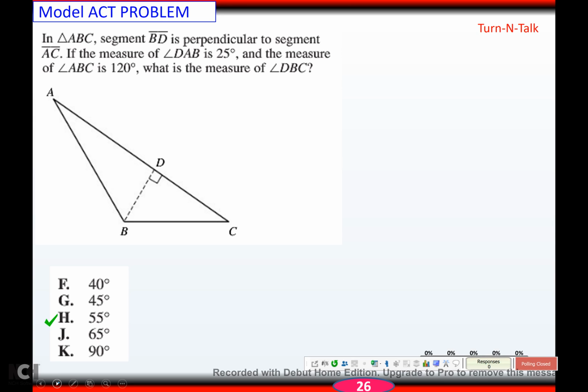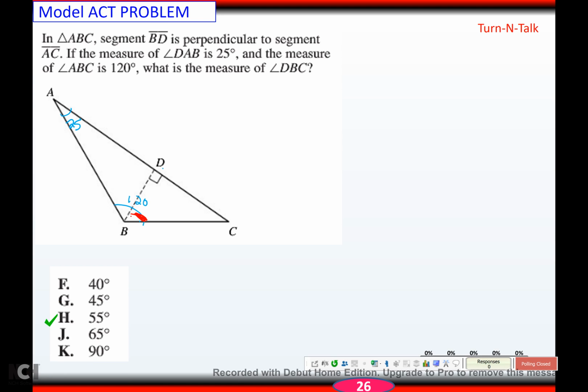And hopefully you got H. In triangle ABC, segment BD is perpendicular to segment AC. If the measure of angle DAB is 25 degrees and the measure of angle ABC is 120 degrees, what is the measure of angle DBC? So they want to know what this is. And you can't assume that that splits it.